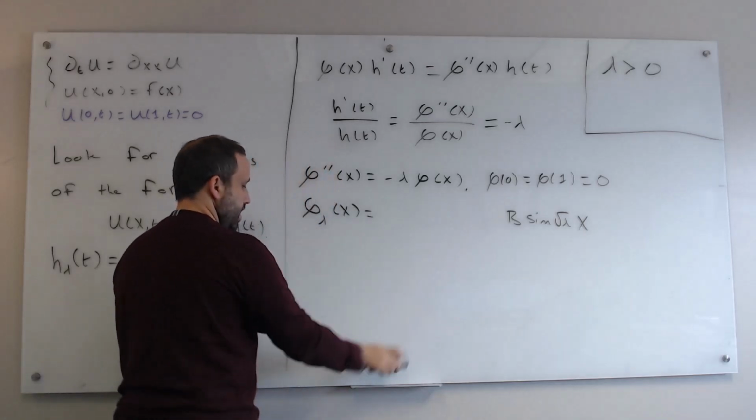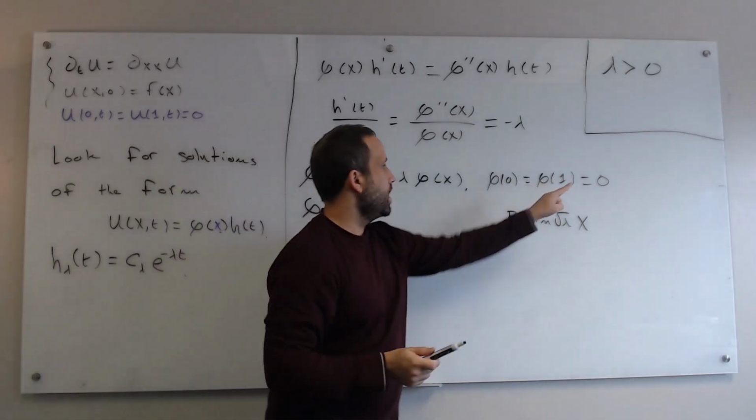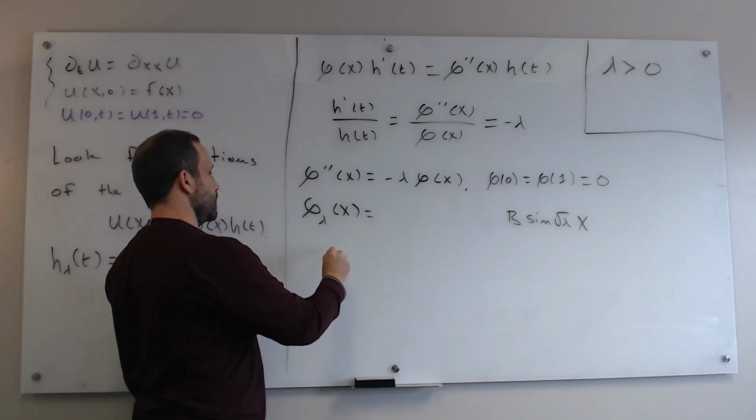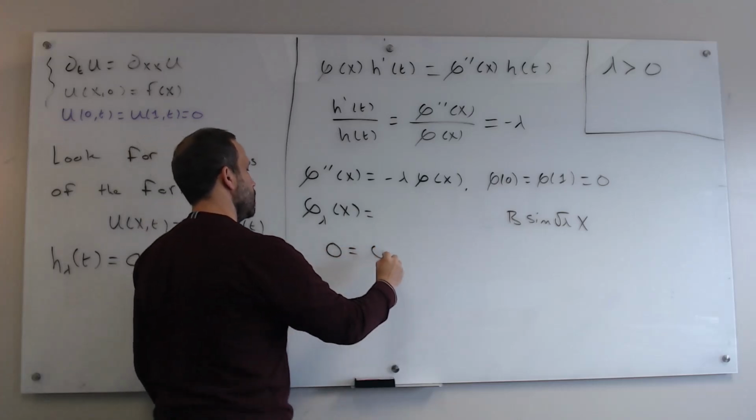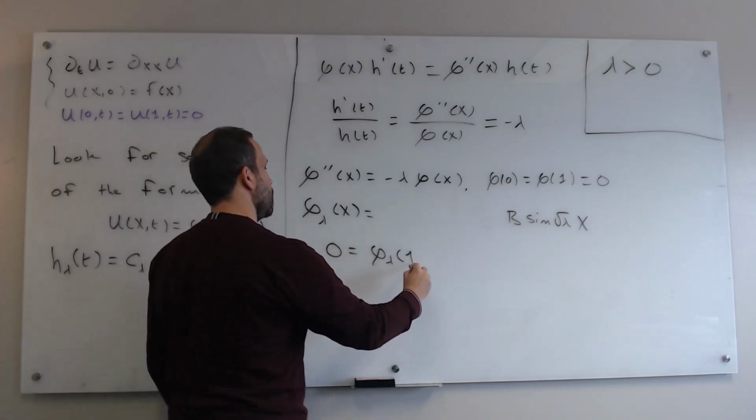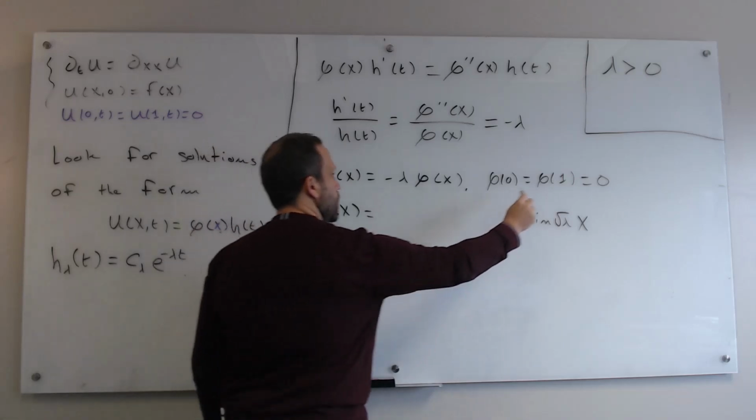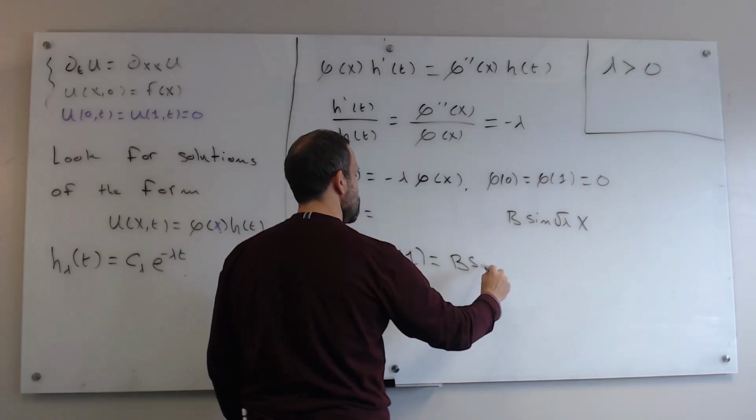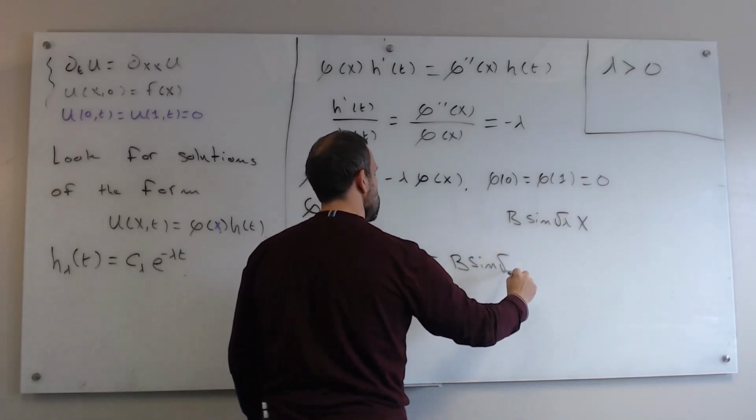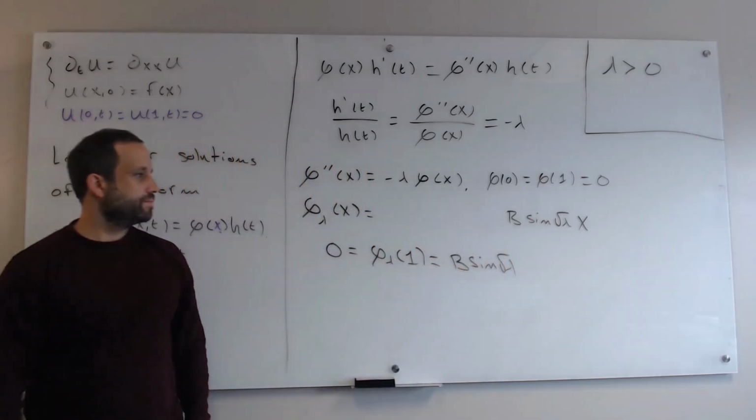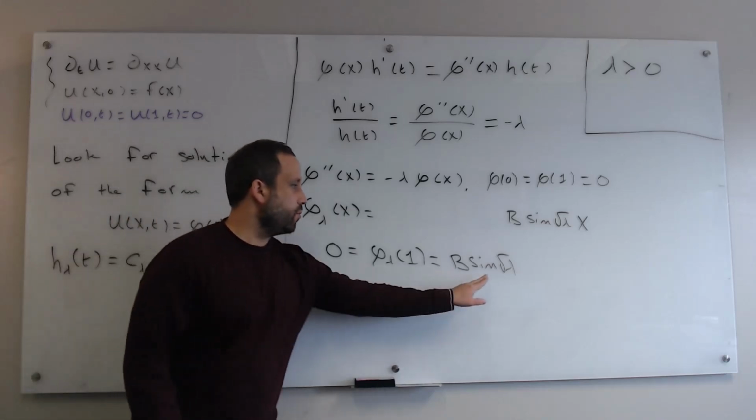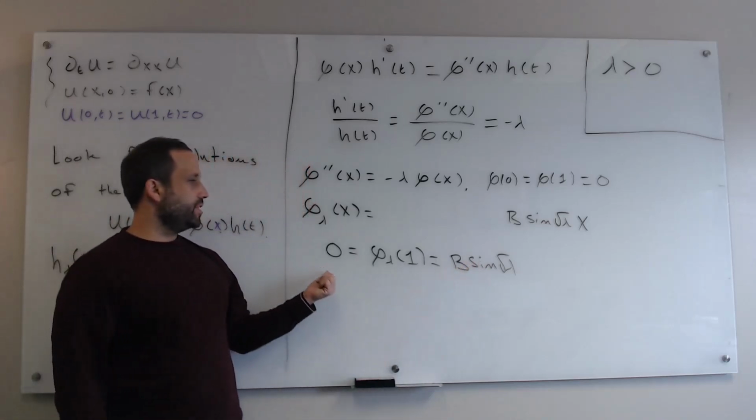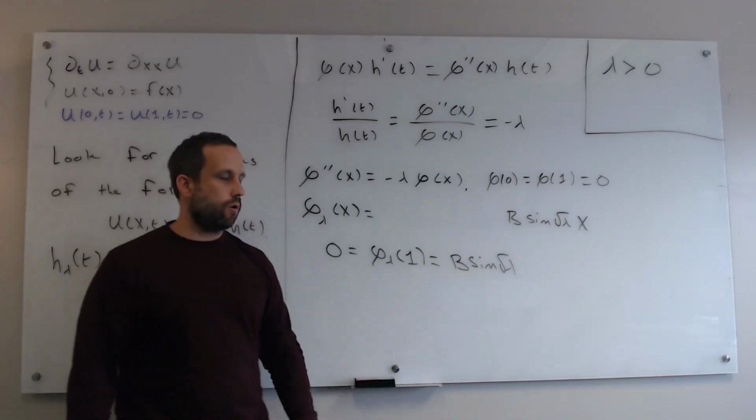All right. If you plug in x is equal to 1, you also get 0. So 0 is equal to phi lambda of 1. And we're going to plug in 1 over here to get b sine square root of lambda. Now, we have a product of two things. If it's equal to 0, one of the factors is 0.